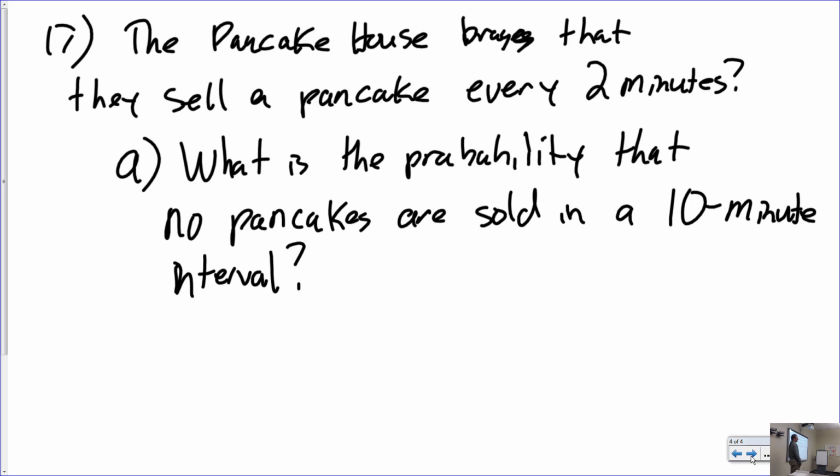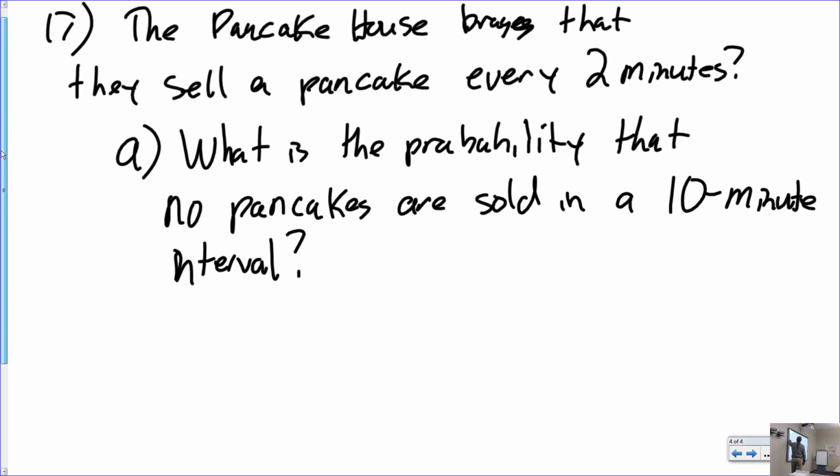True, when they're closed, 100%. But Pancake House, of course, is an international chain, and it's open all the time, everywhere, period. Come on. Pancake House can't close. We're going to go at 4 in the morning for breakfast.